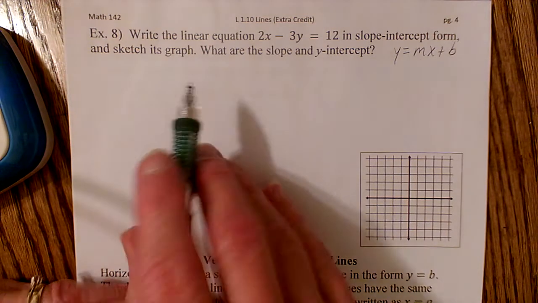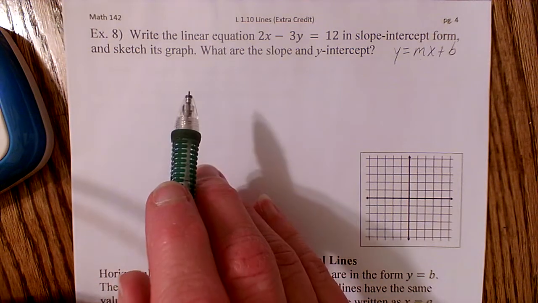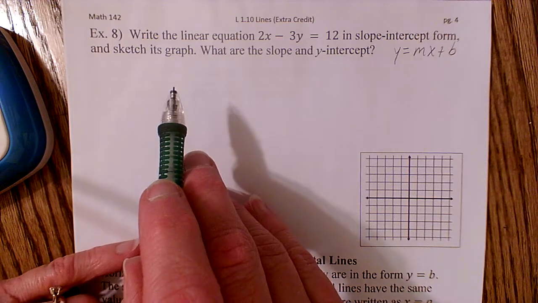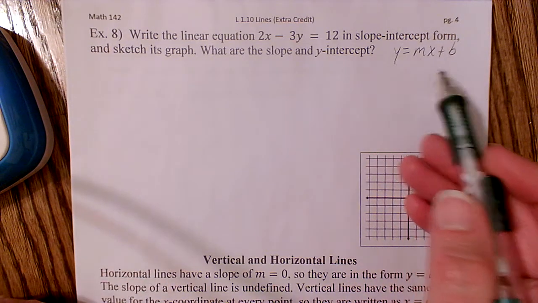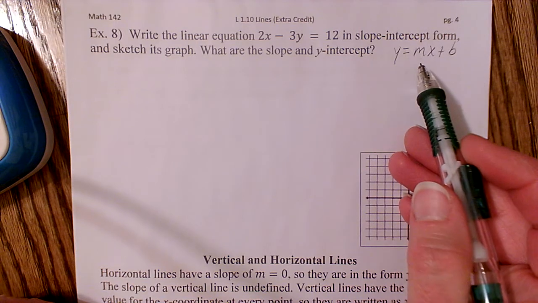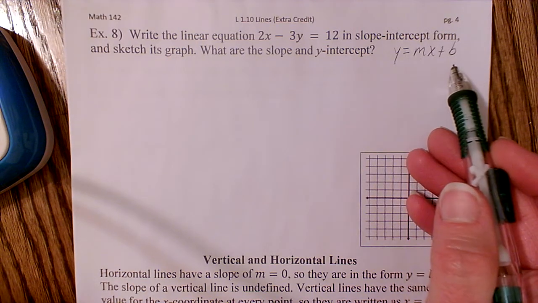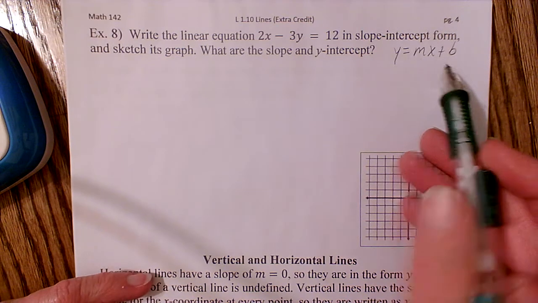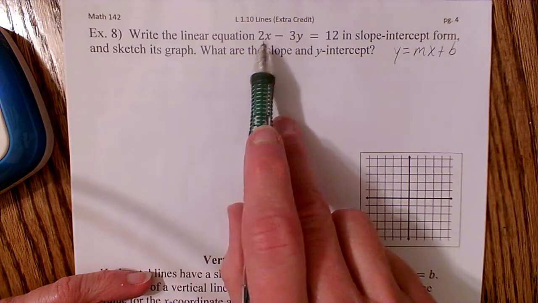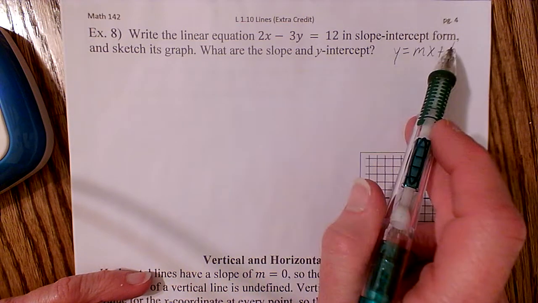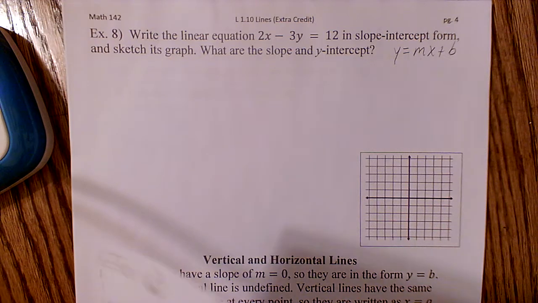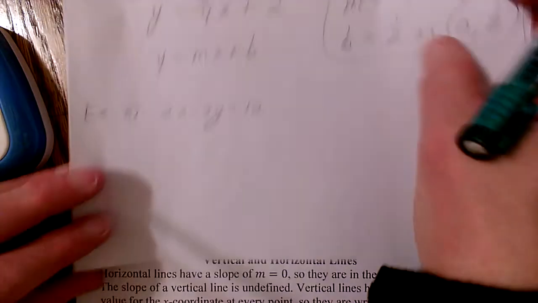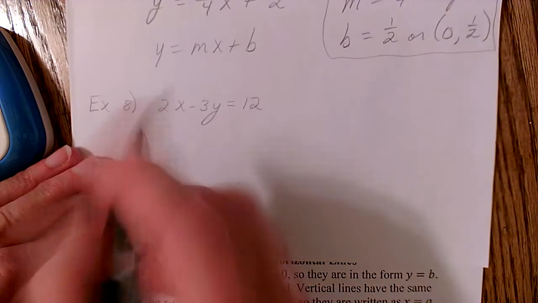Well, let's continue working with equations and the slope-intercept form of an equation of a line. And recall that the slope-intercept form is going to have y equals mx plus b. M is going to give us the slope of the line, and b is going to be the y-intercept for our line. So in this problem, we're to write this linear equation in the slope-intercept form and sketch its graph. And then we're to tell what the slope and the y-intercept are. So let's work that out.